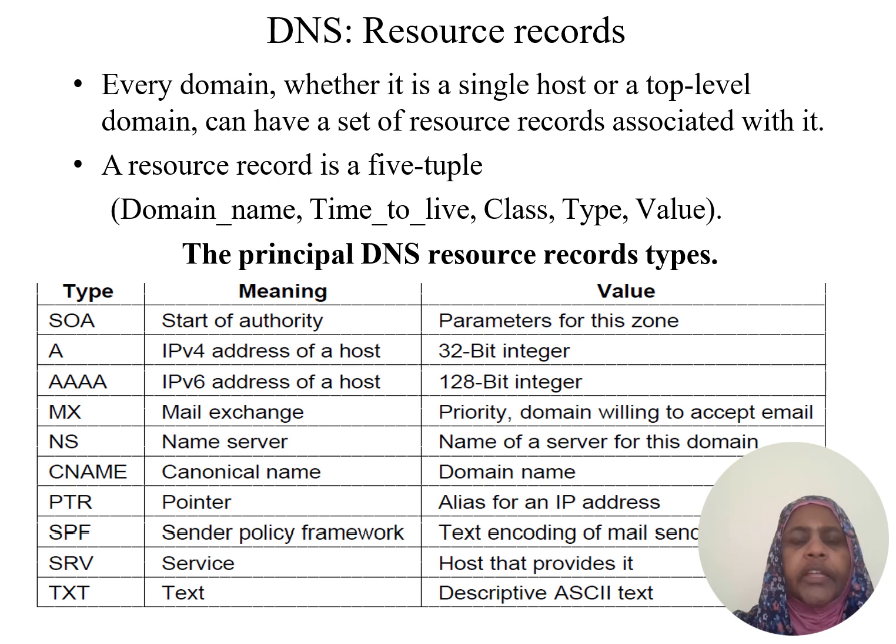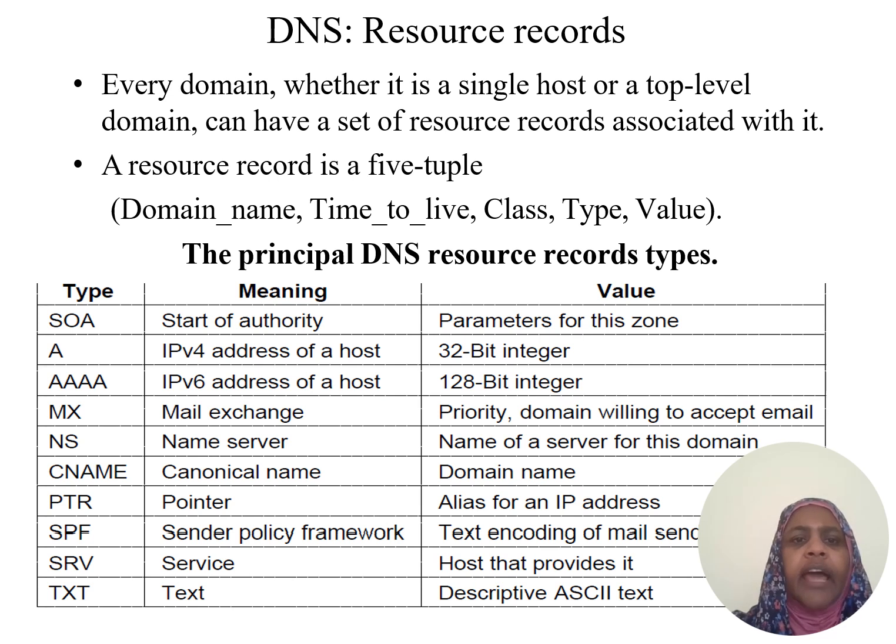Each domain, whether it is a single host or a top-level domain, has a set of resource records that describe it. A resource record is a 5-tuple: domain name, time to live, class, type, and value. For example, type can be SOA, that's the start of authority. These are the parameters for the zone.